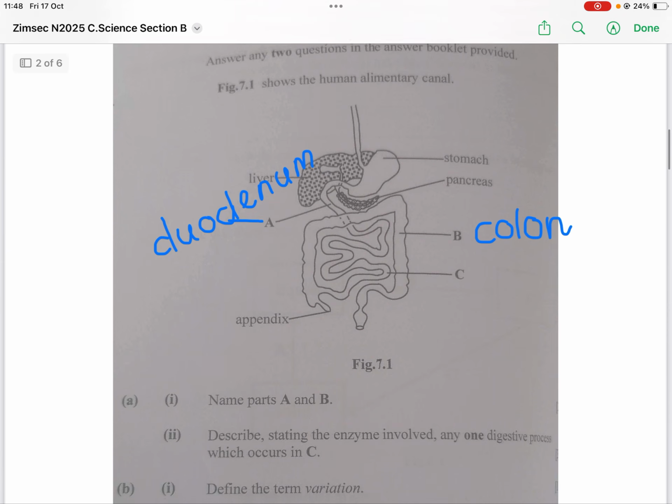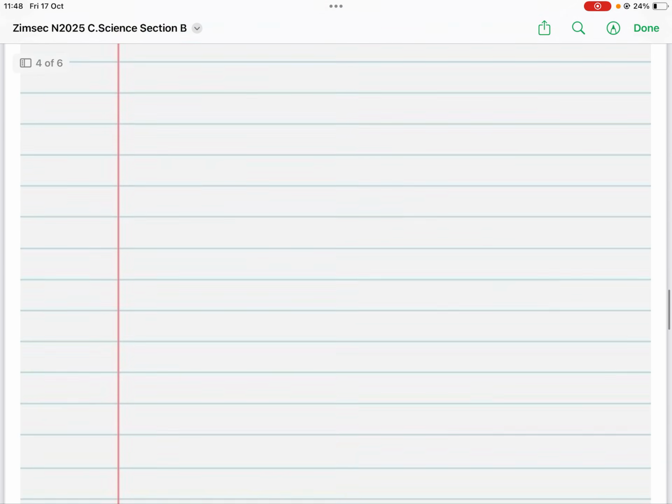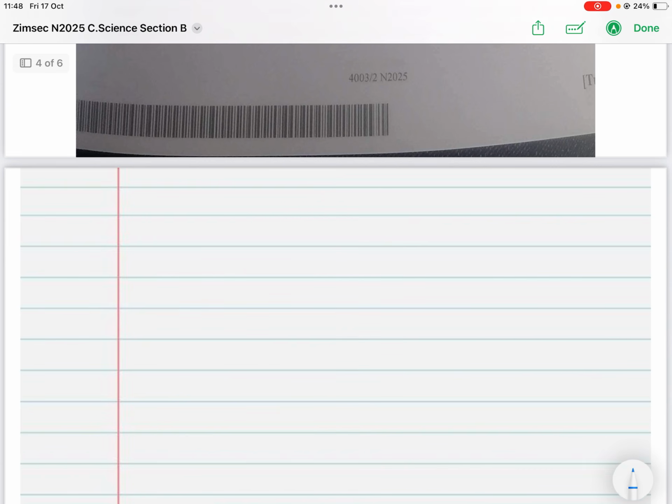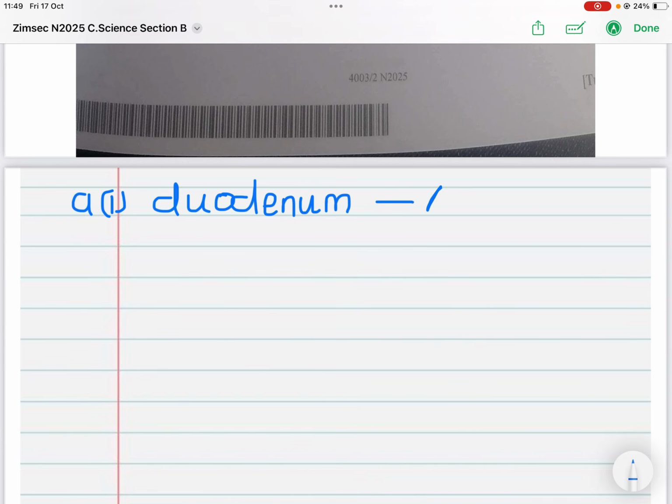So I will just write a few notes on part 2 so that you can use the notes in the revision. So on part 1, we talk about the duodenum, and this is A, right? And then the colon, or the large intestine, is the part that is labeled B. So this is how we answer the first part of the question.